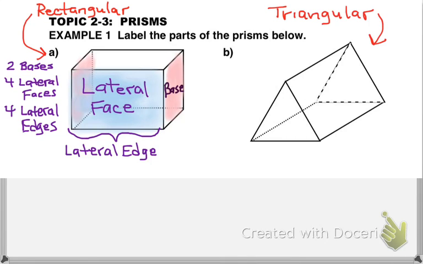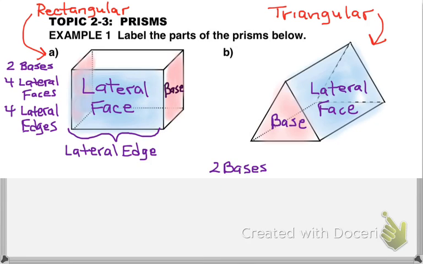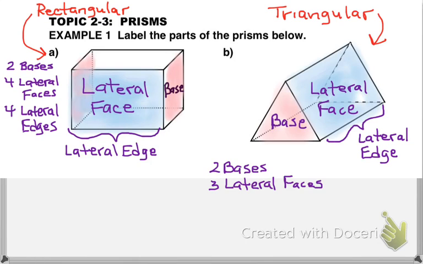Example B is a triangular prism. A triangular prism has two bases that are triangles. There are three lateral faces that are rectangles, and there are three lateral edges. And one thing to remember about a lateral edge is that a lateral edge of a prism is the height of the prism. It is the measured distance between the two parallel bases.